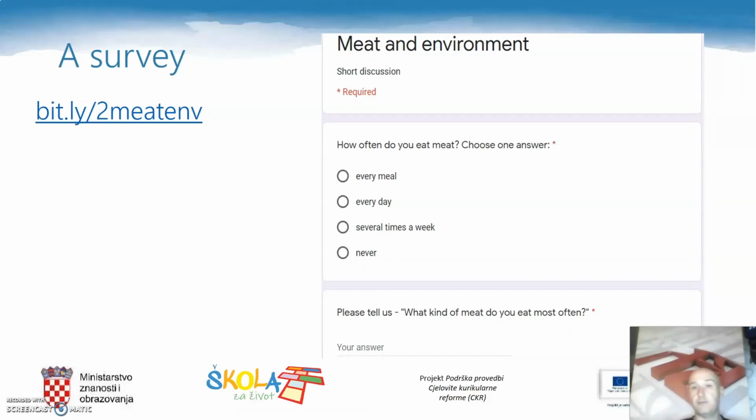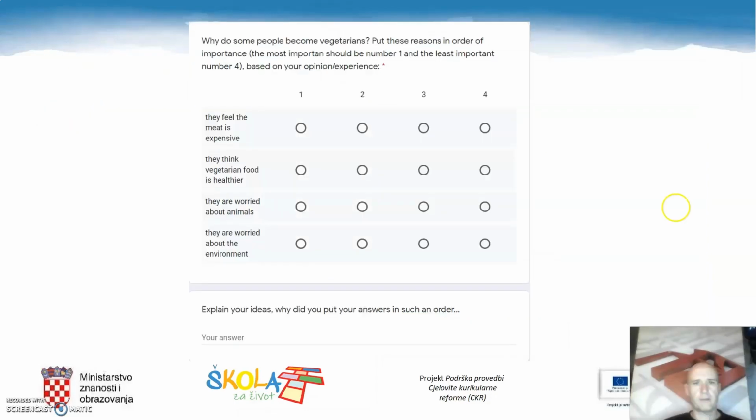How often do you eat meat? Choose one answer. Is it every meal? Is it just every day? Several times a week? Or never? The next question, please tell us what kind of meat do you eat most often? So is it chicken, beef, turkey, whatever.